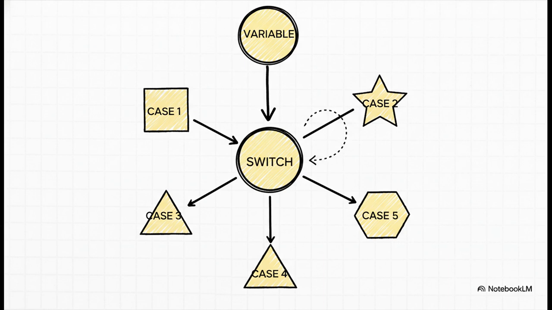So unlike that if ladder, which can check a bunch of totally different conditions at every step, a switch statement is laser-focused on just one thing, a single variable. It takes that variable's value and then compares it against a preset list of possibilities, what we call cases, looking for an exact match. It's all about that one variable.